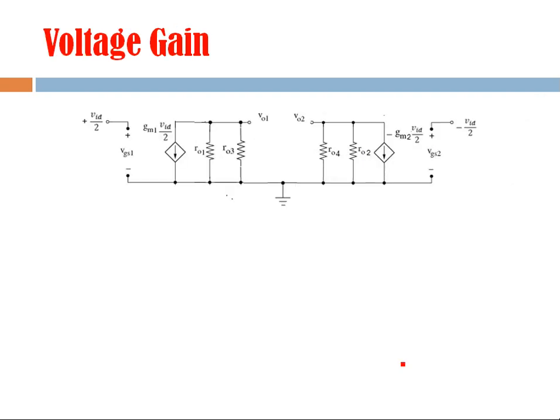So once we understand this equivalent circuit, now we can use this to find out important performance parameters of this amplifier. Like now we will see how we can use this equivalent circuit to find out the voltage gain.